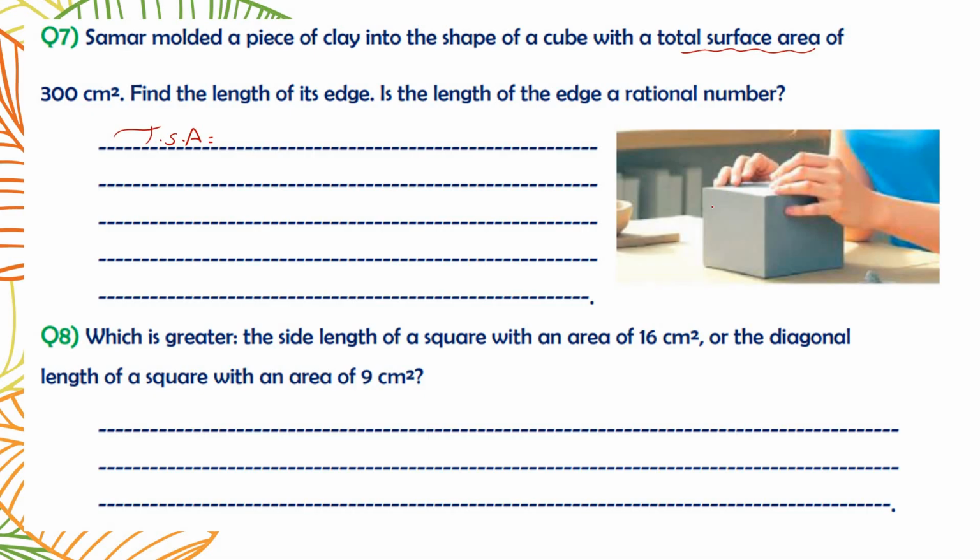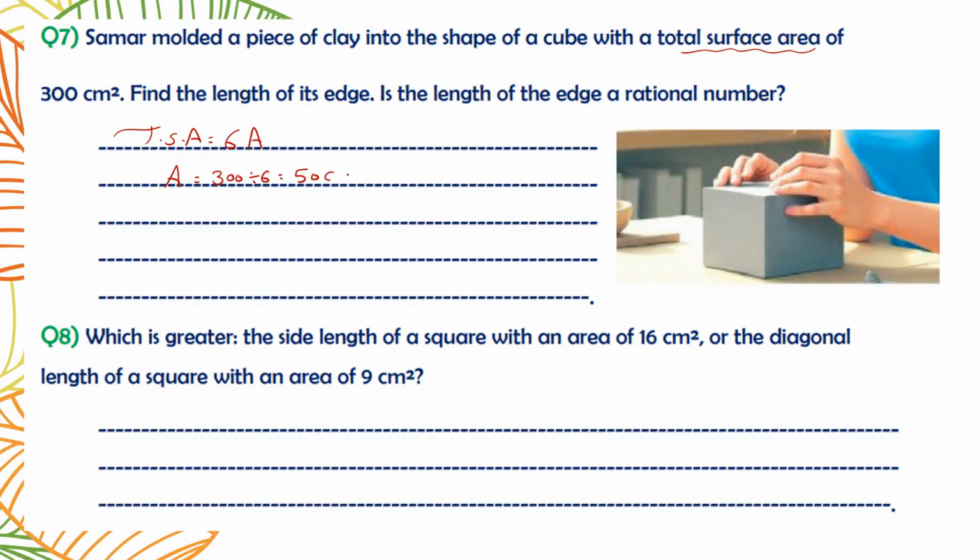What is the meaning of the total surface area of a cube? It means the area of all its faces. And the cube has how many faces? It has 6: up and down, forward and backward, left and right. So total surface area means 6 times the area of one face. So if I want to find the area of just one face of this square, it will be what? It will be 300 divided by 6 equals what?